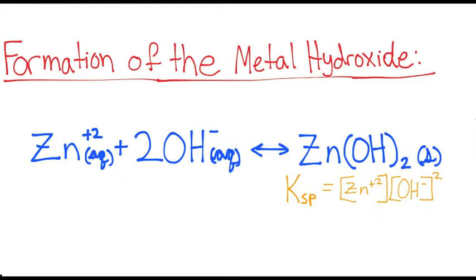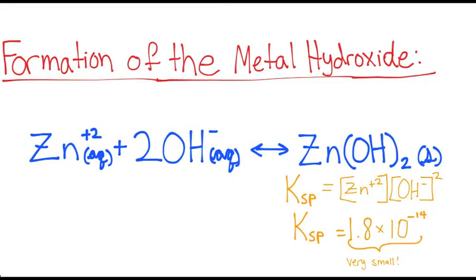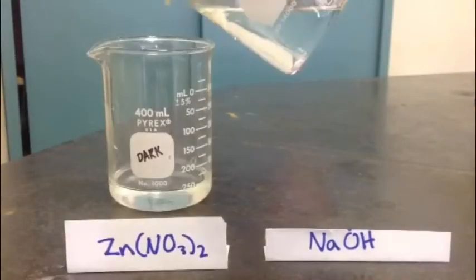A smaller KSP value indicates that the compound is less soluble, while a larger KSP value indicates that the compound is more soluble. The KSP value for zinc hydroxide is 1.8 times 10 to the negative 14th, which is very small. This means that zinc hydroxide is not very soluble, which goes along with our conclusion that zinc hydroxide is our metal hydroxide precipitate. Here is the reaction.